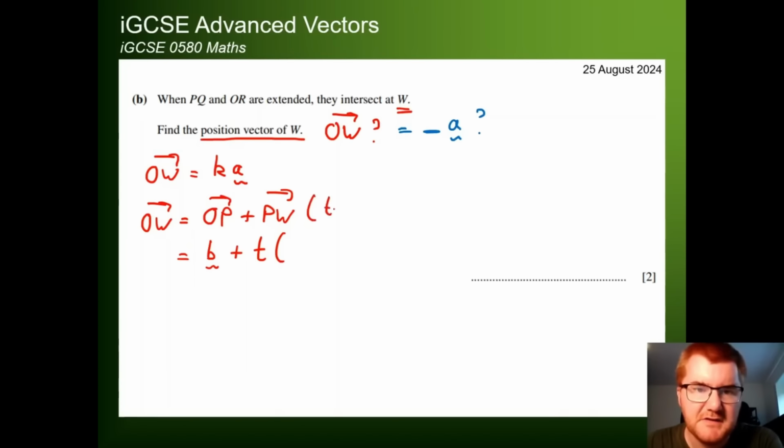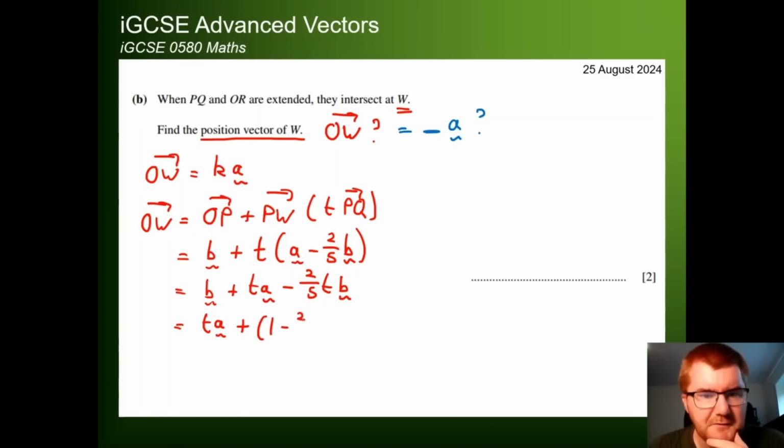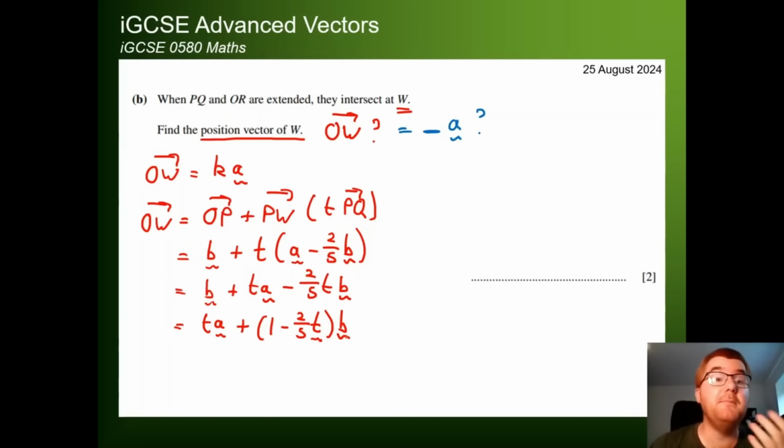And let's just multiply out and collect stuff. So we get B plus T lots of A minus 2/5 T of B. You may be thinking why we're doing this, but you'll see in a moment. And then we collect up A's and B's together. So we have TA, and then we've got a 1 here, and we've got minus 2/5 T. We don't know what T is at the moment. B. So there's two ways of describing OW. Either the first thing, just some multiple of A, and that means 0B, there's no B involved, or TA, a different letter, plus 1 minus 2/5 TB.